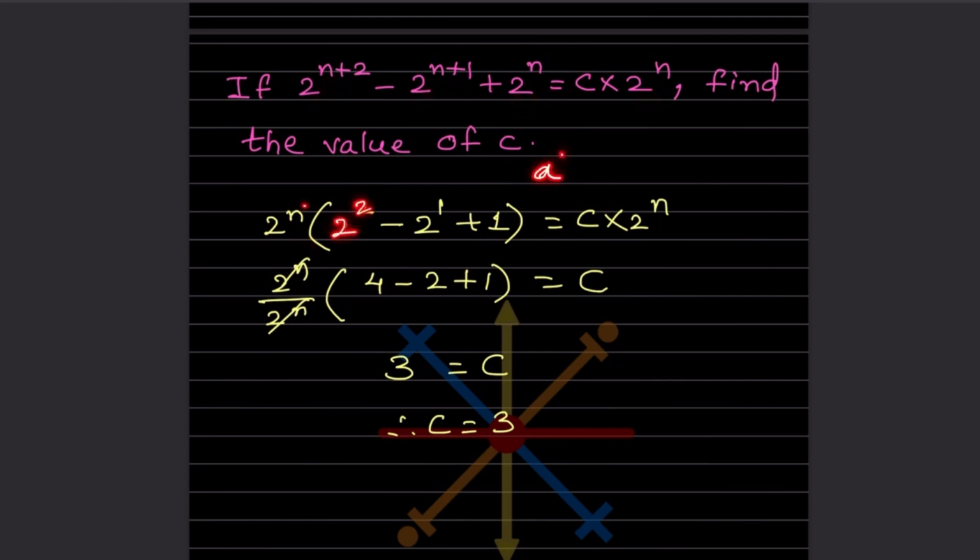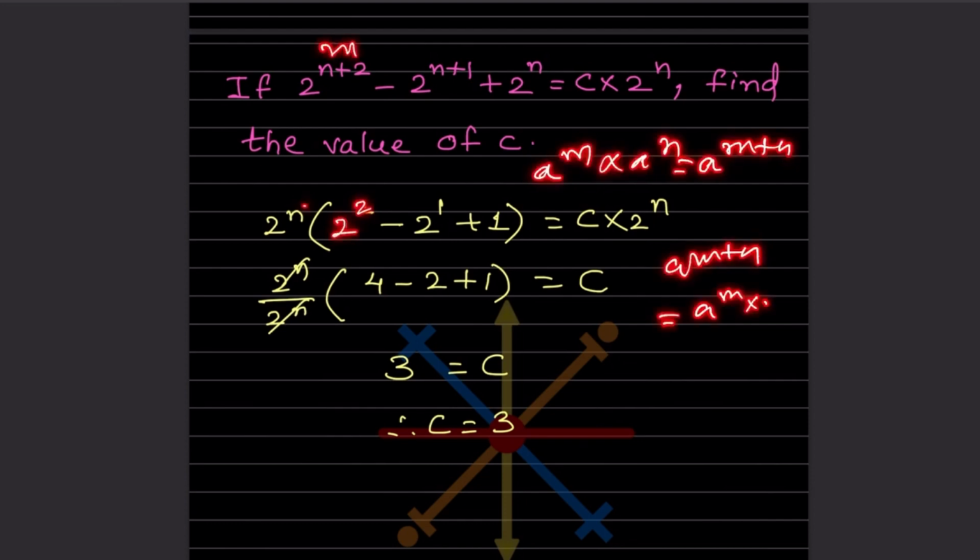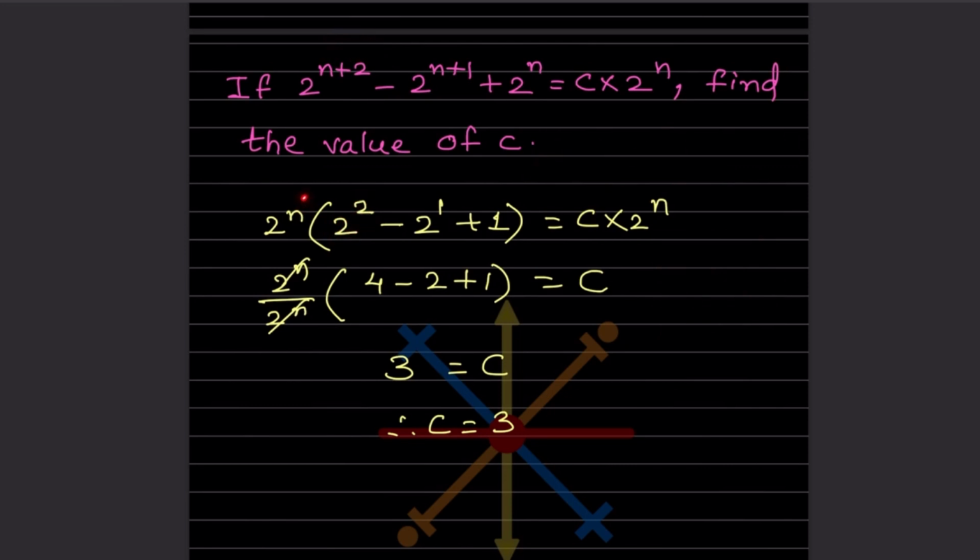As I said, a raised to m into a raised to n, that is a raised to m plus n, or we can write a raised to m plus n as a raised to m into a raised to n. Again here, 2 raised to n is gone, so what remains is 2 raised to 1. Again here 2 raised to n is gone, so there is nothing, means you have to multiply by 1.